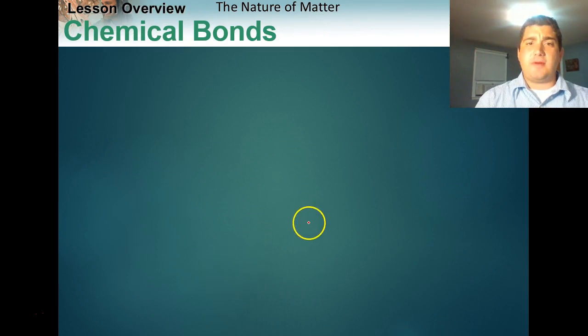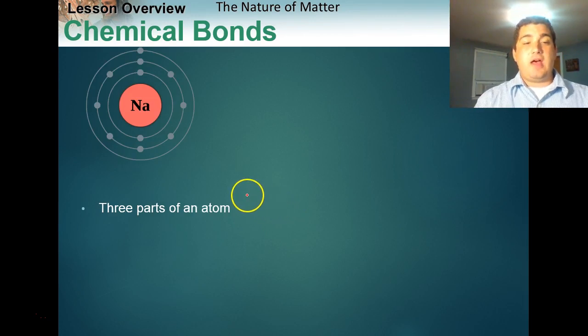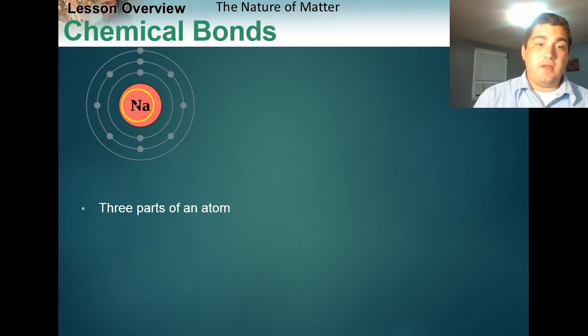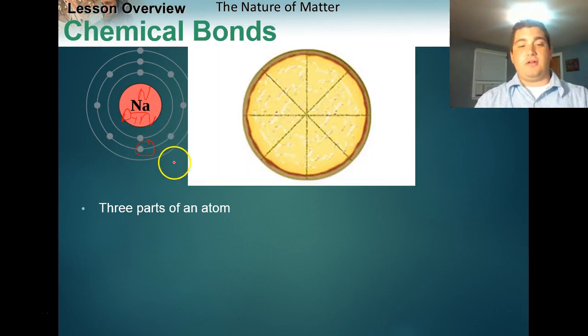So we're going to start talking about chemical bonds here, which is going to be making compounds from different elements. It's important to remember from the last video the three parts of an atom. We have the nucleus in this sodium atom, which is made up of protons and neutrons, and floating around outside we have the electrons, and they form an electron cloud.